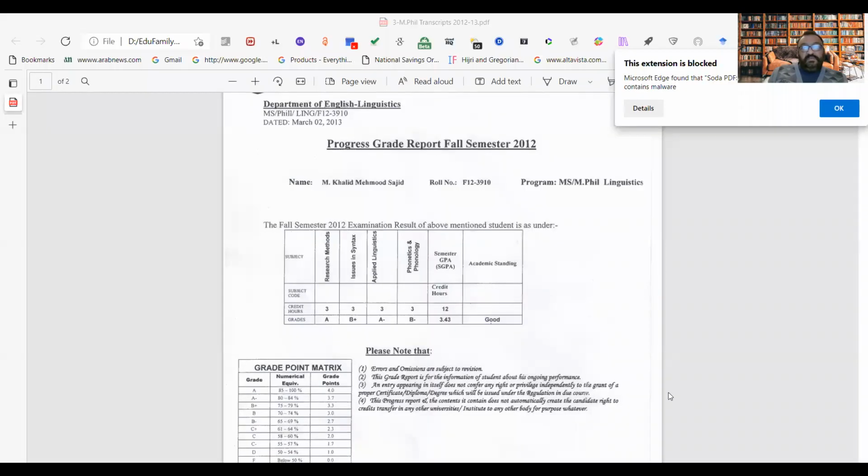If you can see, I have shared the screen. On the screen is my result for MPhil 2012-2013. MPhil has a 2 years course. Coursework is 2 years. Then you have a 20,000 word thesis.